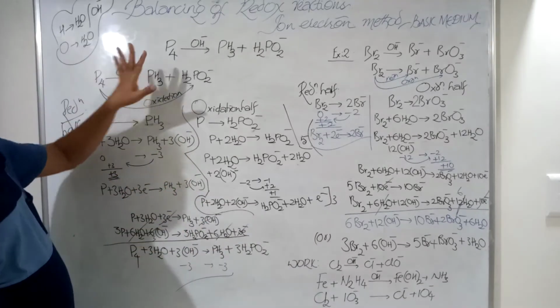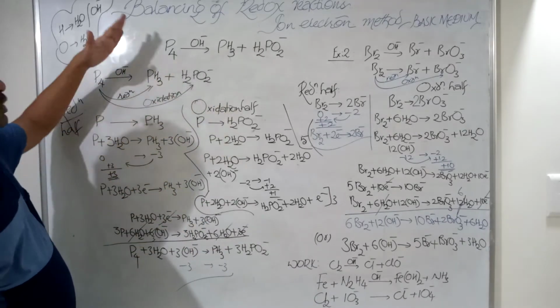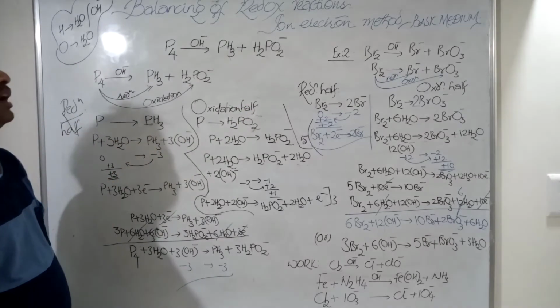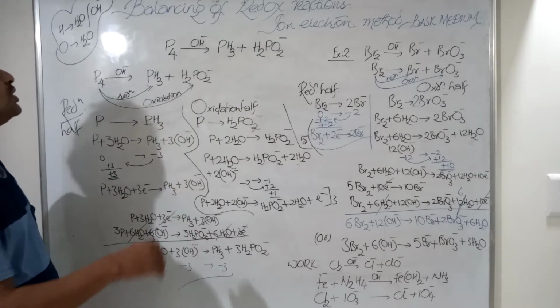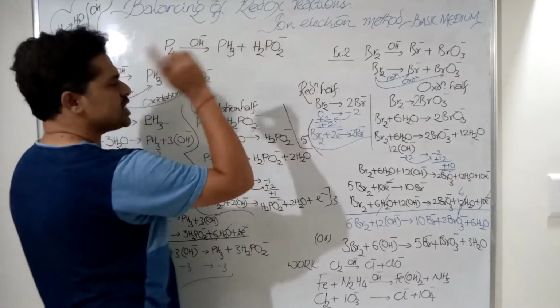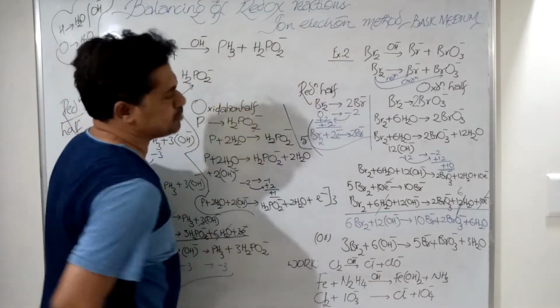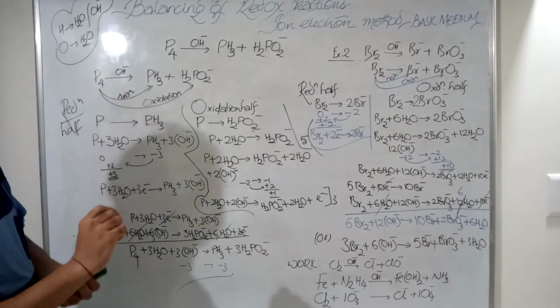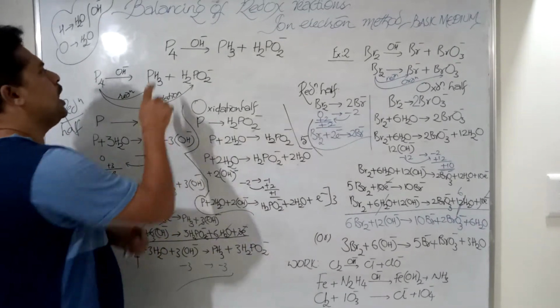Don't confuse, it will be the same number. I'll give you two complete examples here clearly. After that, if you have any doubts, I'll clarify. So balancing of redox reactions in ion electron method, basic medium. First reaction I am taking: P4 gives rise to PH3 and H2PO2 minus.